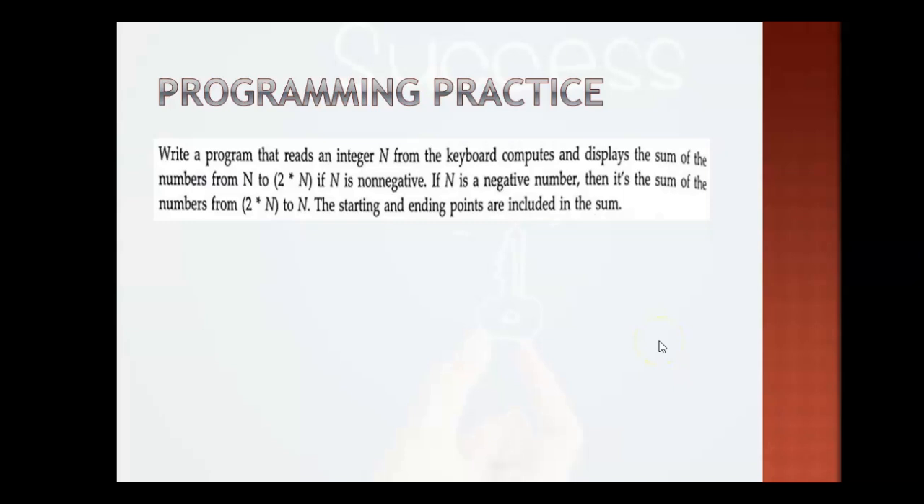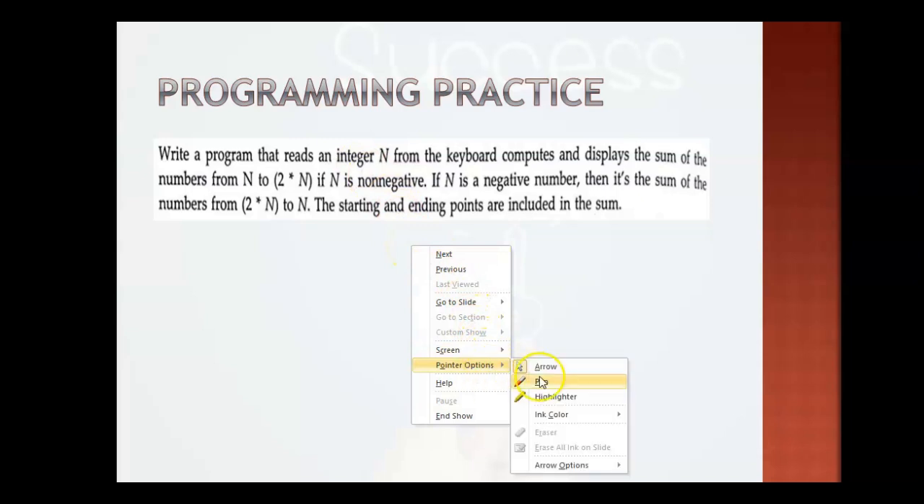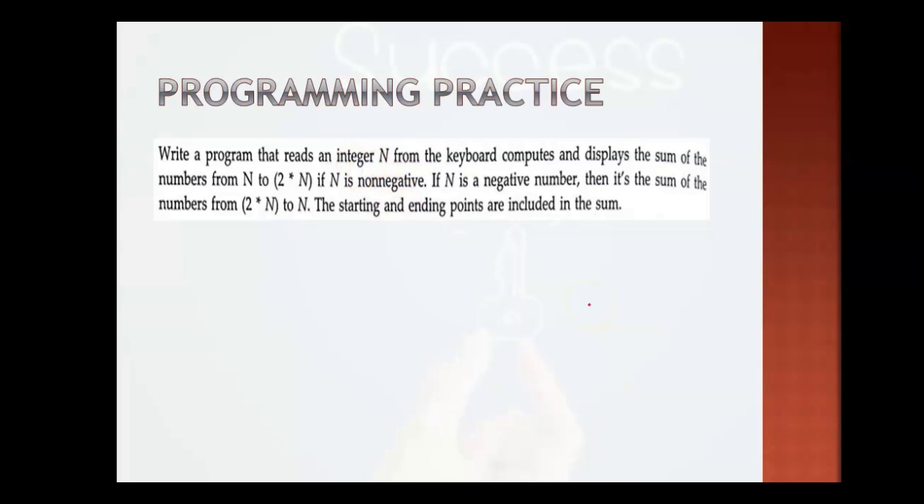So moving to the next question, we have: write a program that reads an integer n from the keyboard input and computes. So from the keyboard we have to input the value of capital N, which is one integer value. First we have to take the value of n and display the sum of the numbers which fall in between the given range n to 2n if the value of n is non-negative.